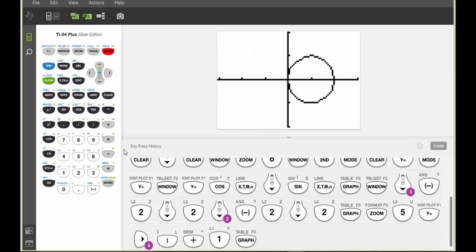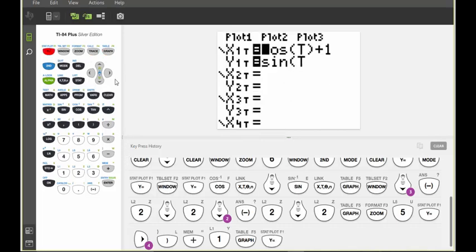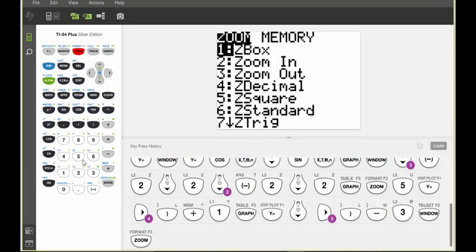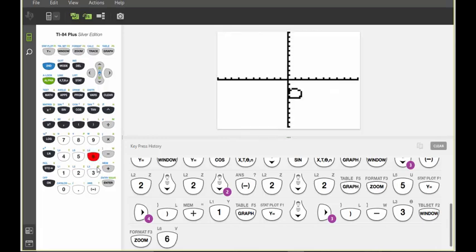Bam! That's pretty cool. And then if I want to move it down 3, I just go, let's see, down here, and I cruise over here, and I end my paren, and -3. I better tweak my window, huh? So let's go back to zoom standard and see what happens, which is zoom 6. Bam. And there it is. Move down 3, which is kind of cool.